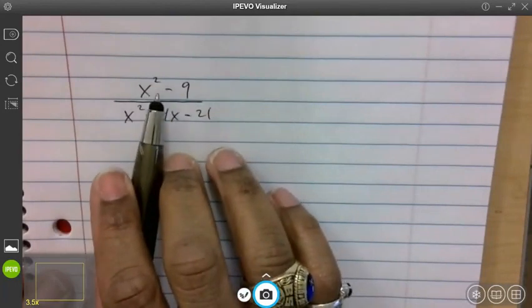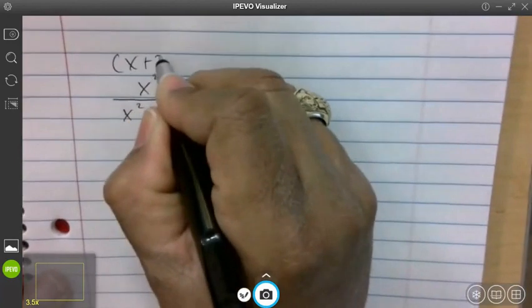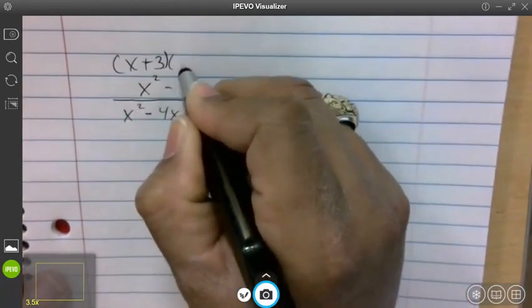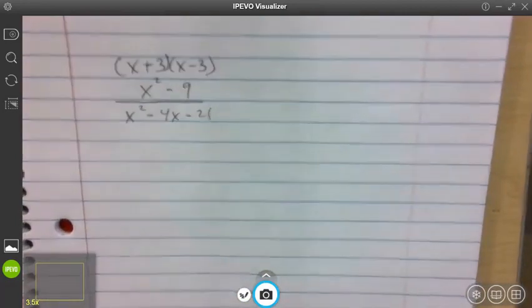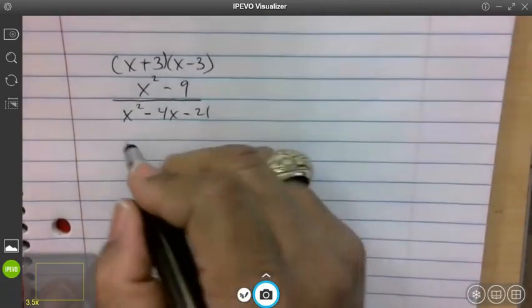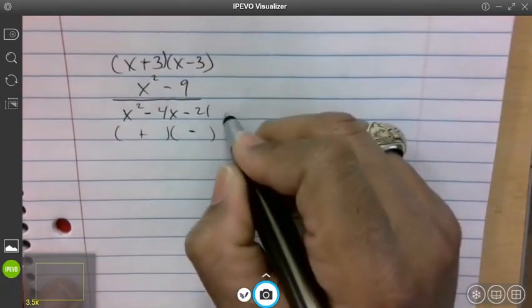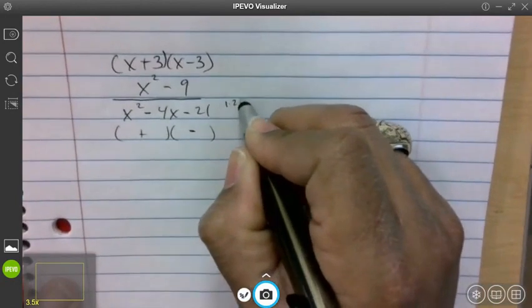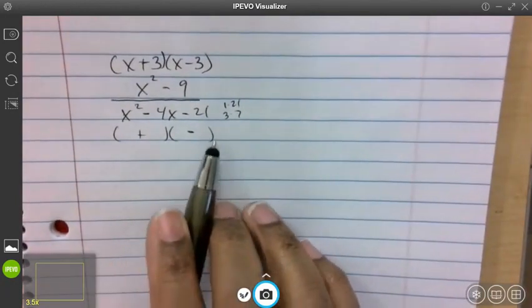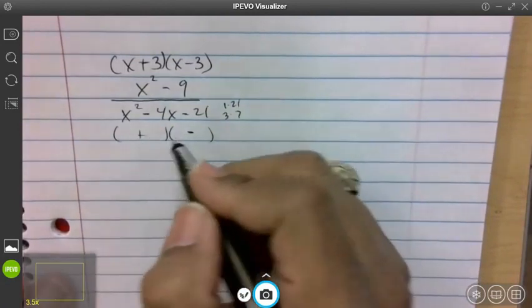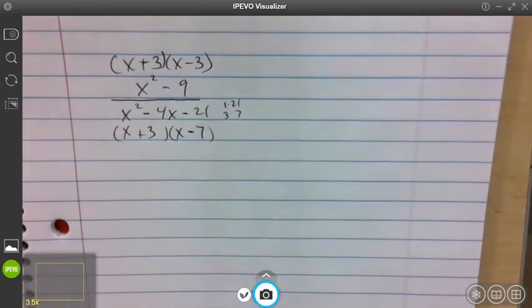Remember, special factors, difference of squares. So that would factor into x plus 3, x minus 3. Okay, that's what you got to remember, all those things we had. Okay, here I got minus and minus, so that would be plus and minus. Factors of 21 is 1 times 21, 3 times 7. But plus and minus need to subtract to get a negative 4, so that's going to be x plus 3, x minus 7. Okay.